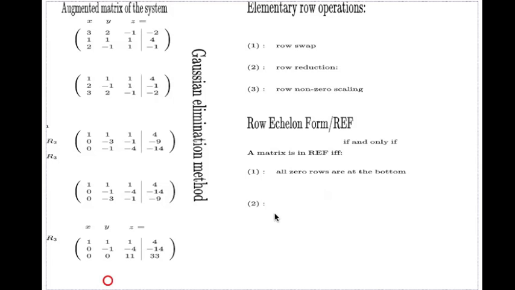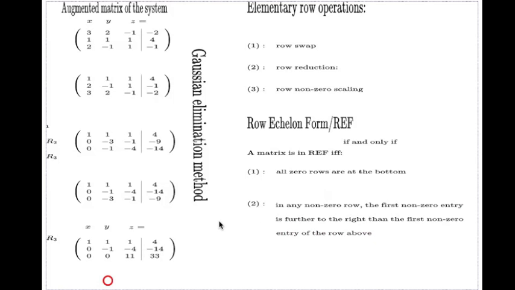A little bit harder requirement is this one. It's easy to visualize, but harder to understand when you write it. It says, in any non-zero row, the first non-zero element or entry is further to the right than the first non-zero entry of the row above it. It's printed in your lecture notes, it's just a copy of that. But listen to this again. In any non-zero row, the first non-zero element is further to the right than the first non-zero entry of the row above.